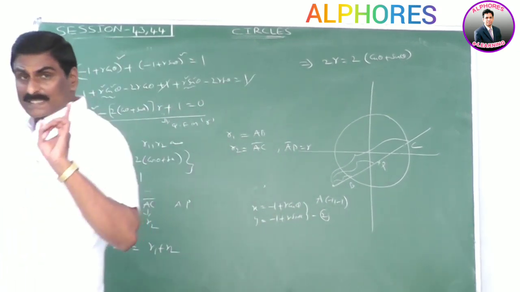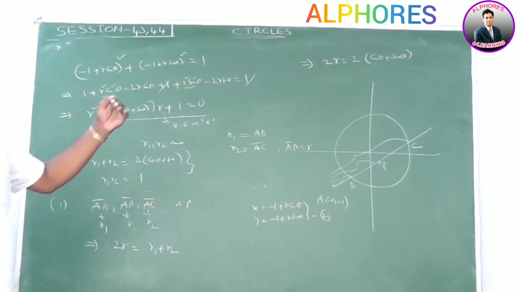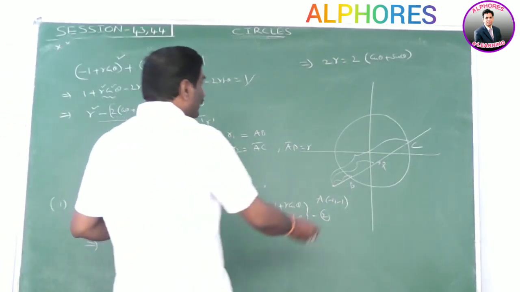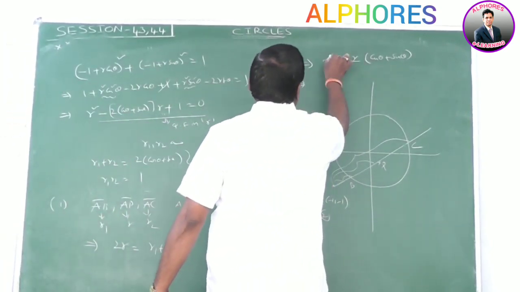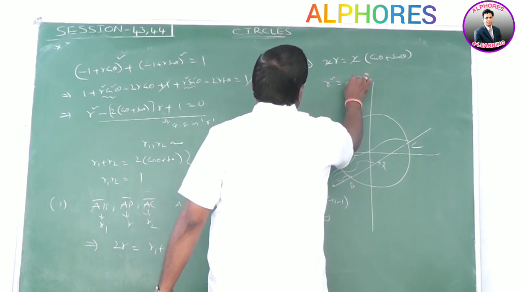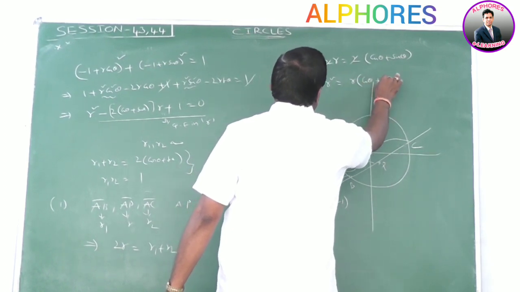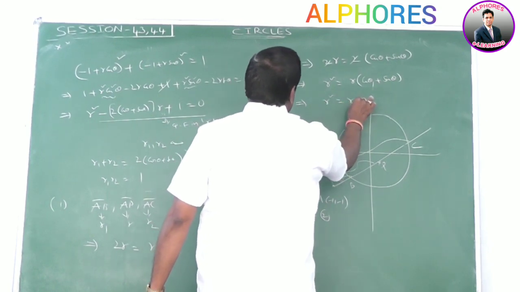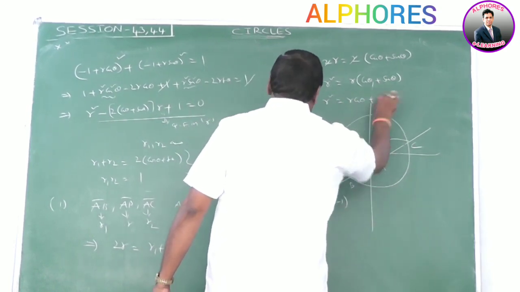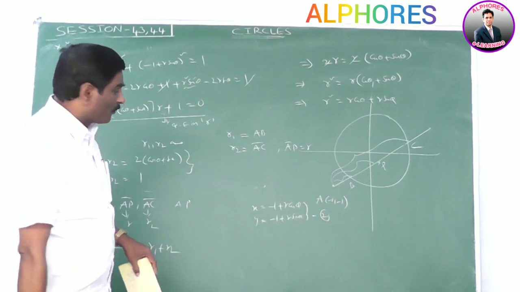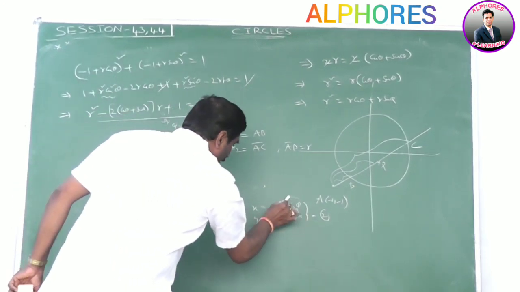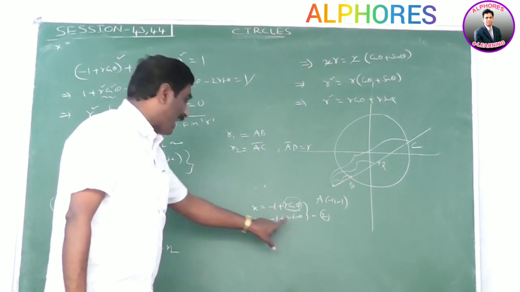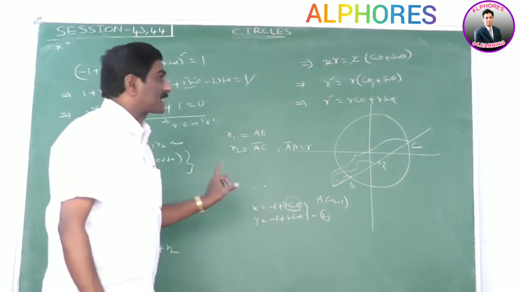For getting the locus of P, we convert the equations, cos theta and sin theta, in terms of x and y. Here we multiply both sides with R. That implies the 2 cancels. R square is equal to R of cos theta plus sin theta, that is, R cos theta plus R sin theta. What is the value of R cos theta? Please observe from equation 2. R cos theta is equal to x plus 1. R sin theta is equal to y plus 1.